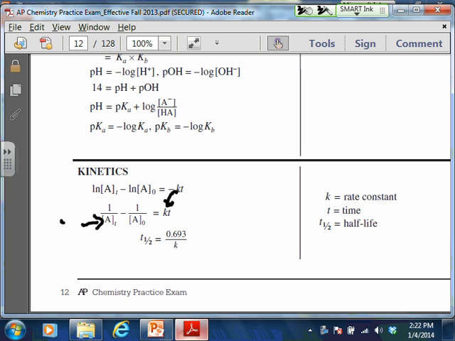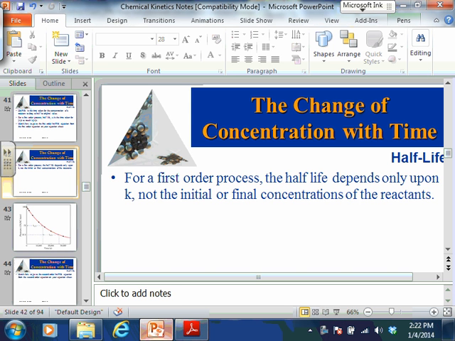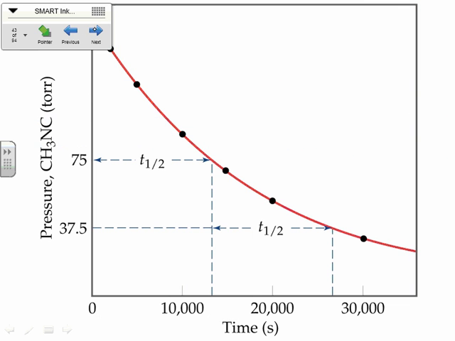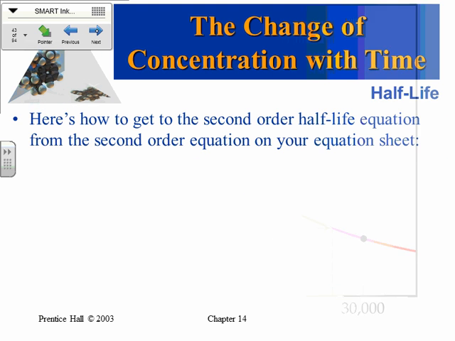Plug in 50 here, plug in 100 here. If you've got your K, then you can solve for T at that point, okay? So you can always do that as well. All right, so that's that as far as half-life is concerned. I think that's pretty much all we need to talk about with the change in concentration versus time.